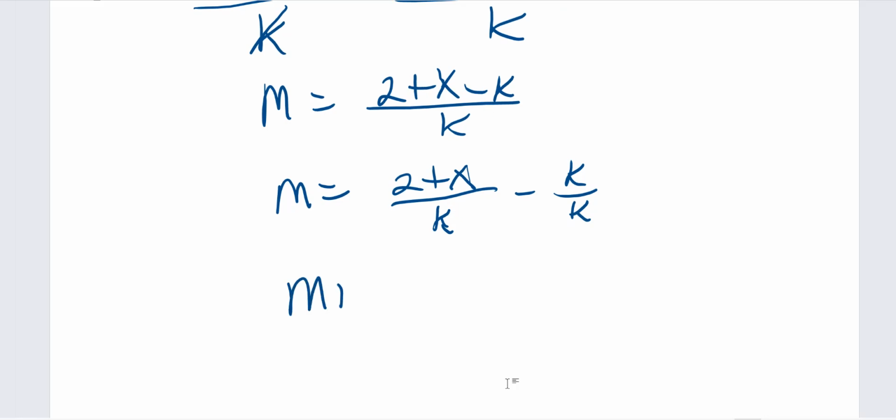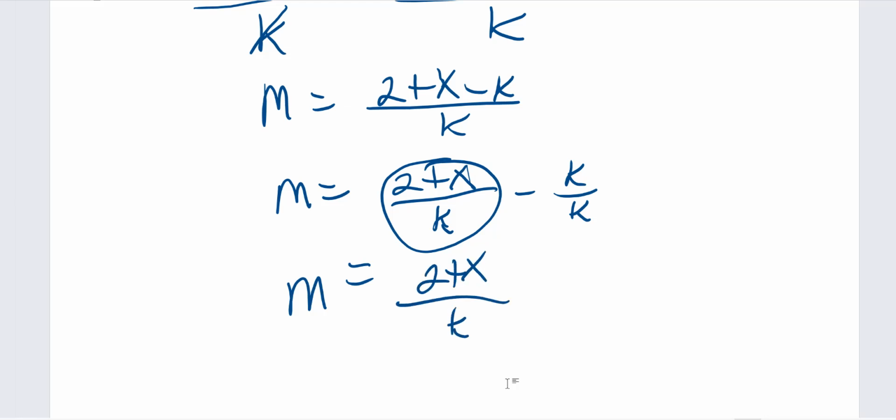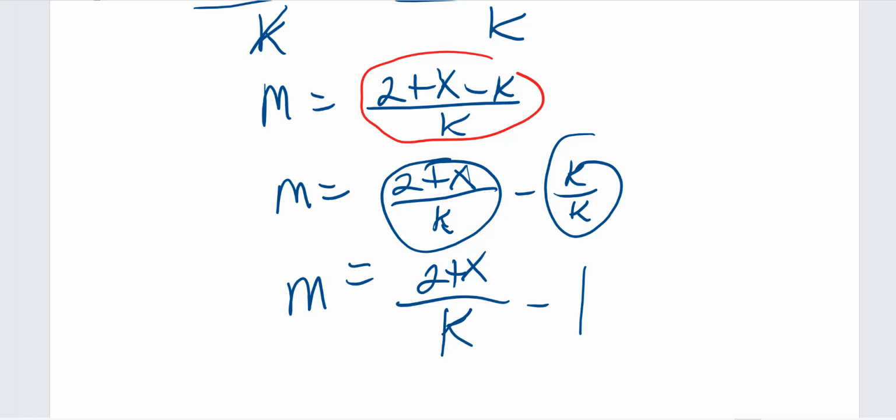There's nothing really good I can do with 2 plus x over k, so I'll leave it alone. But k over k, anything divided by itself is 1. This is another way to write the answer. So there are two acceptable answers to this question as far as I'm concerned. One is writing it this way. The other one is writing it that way.